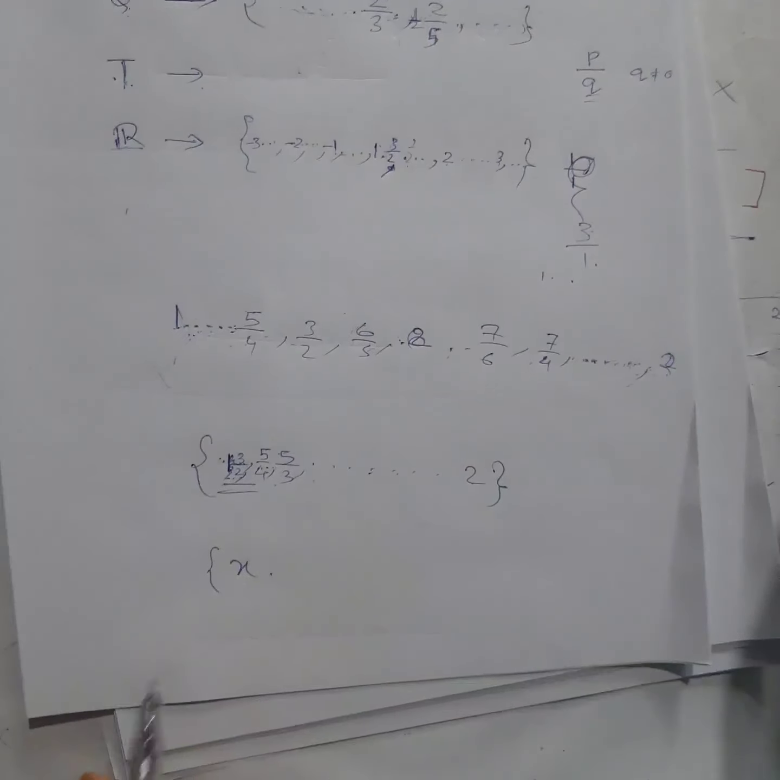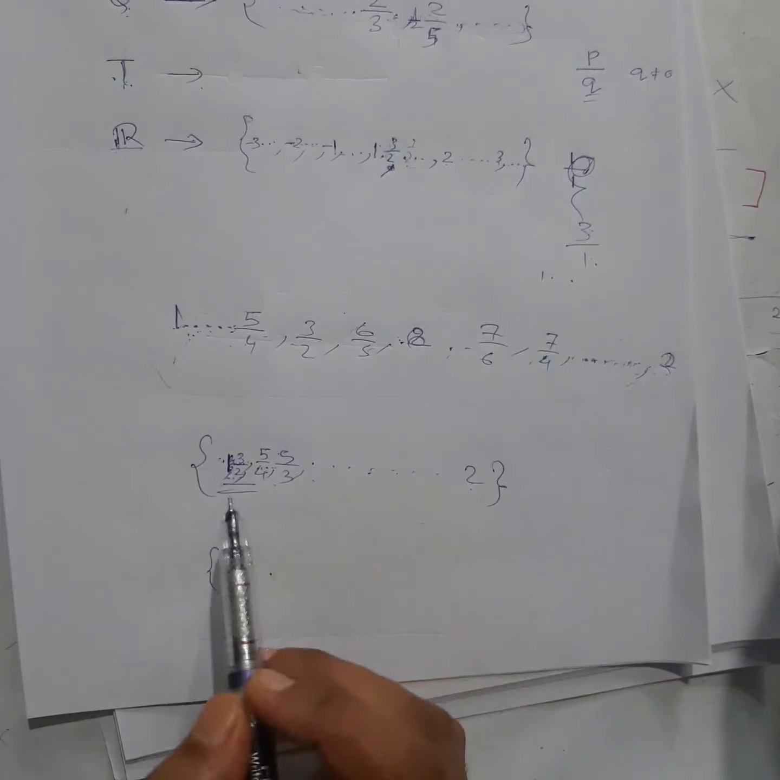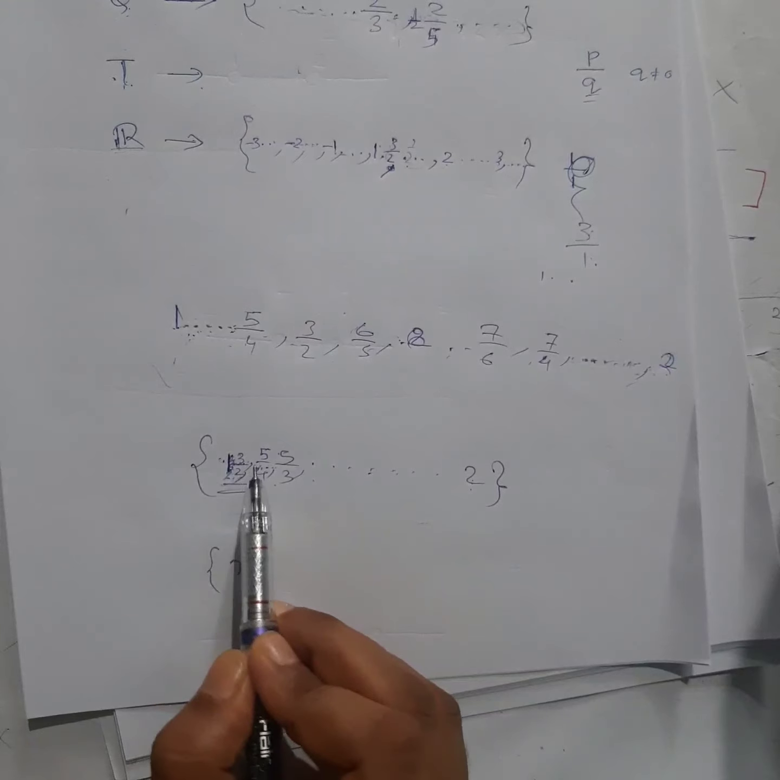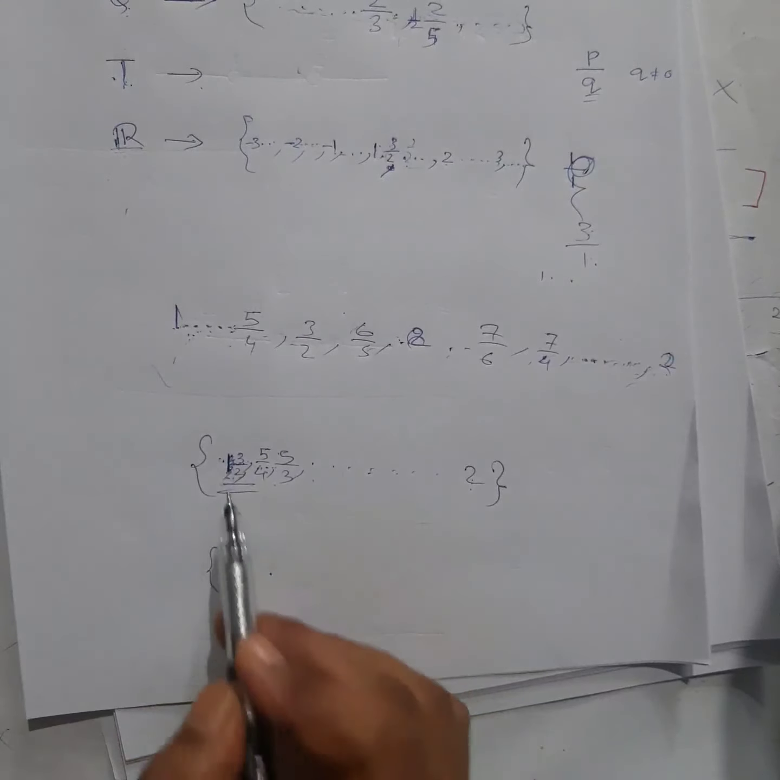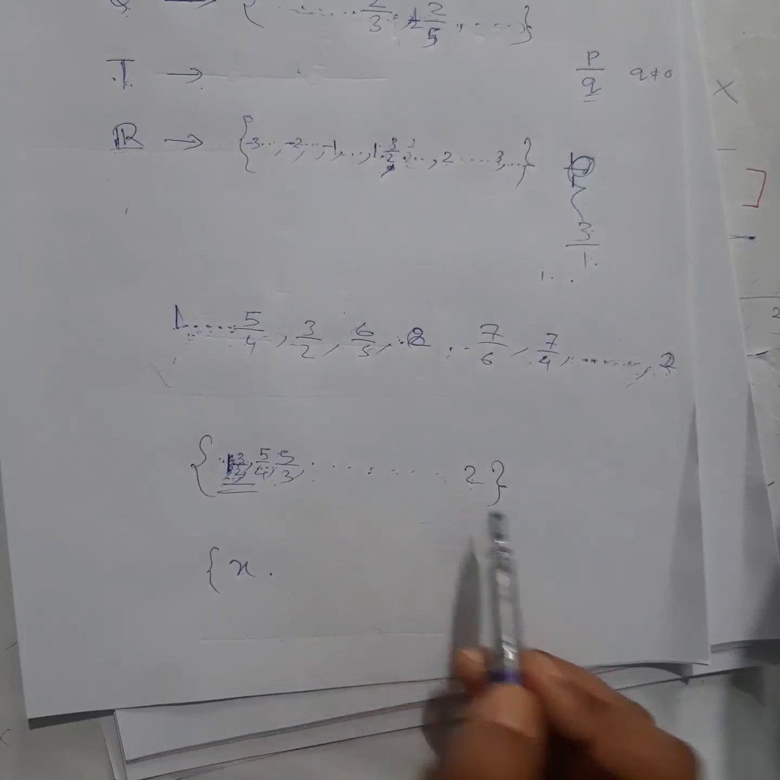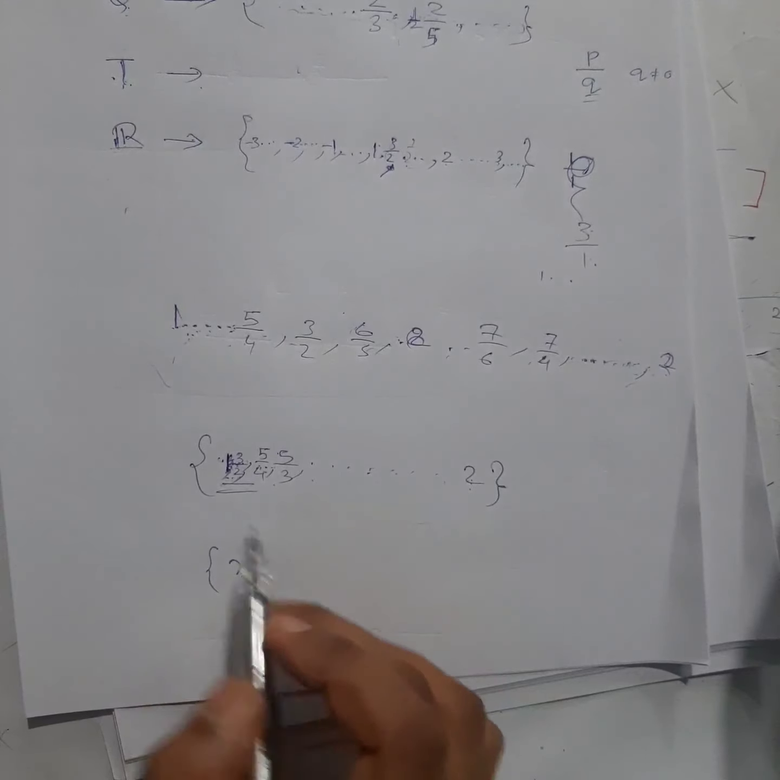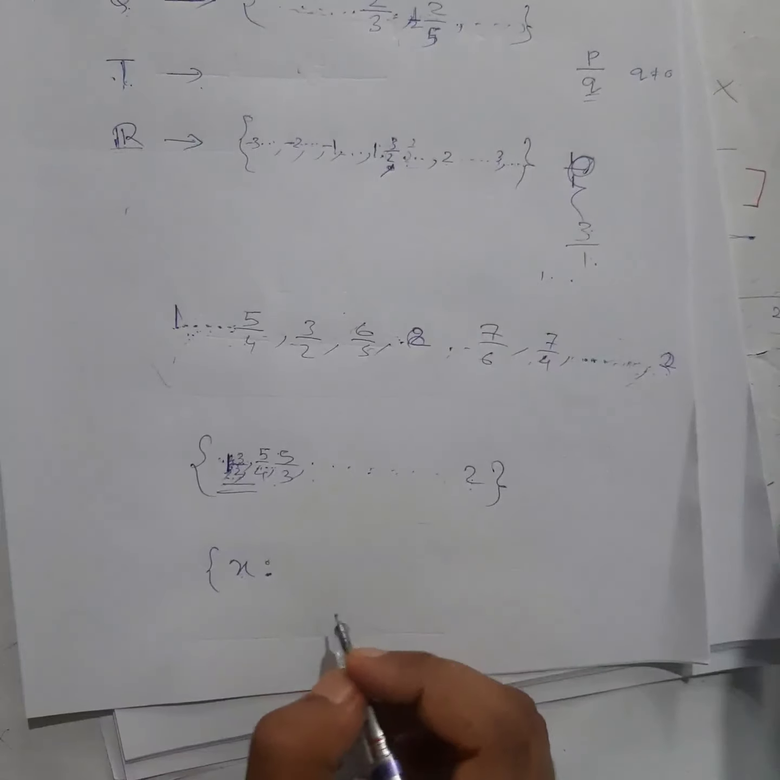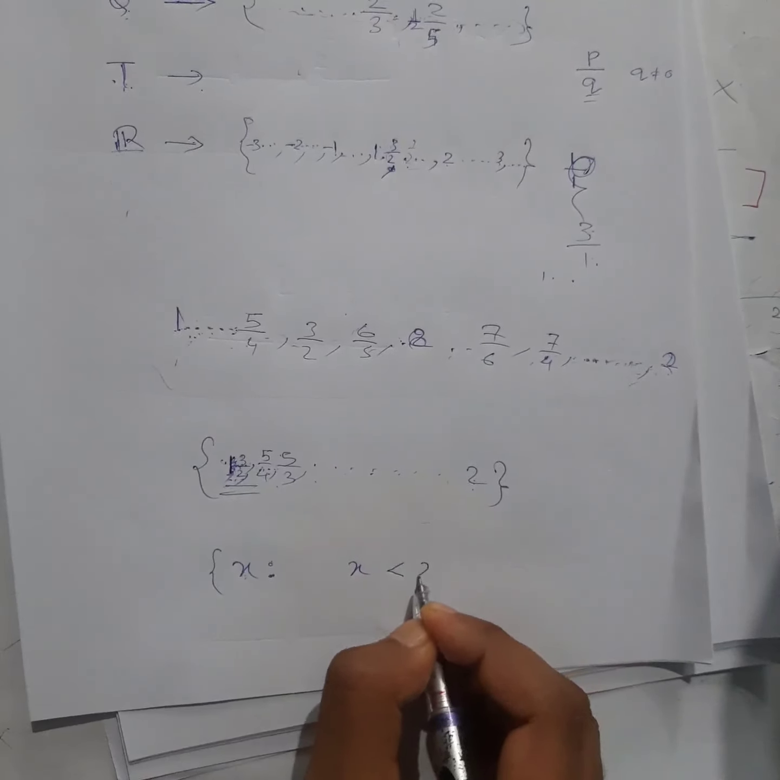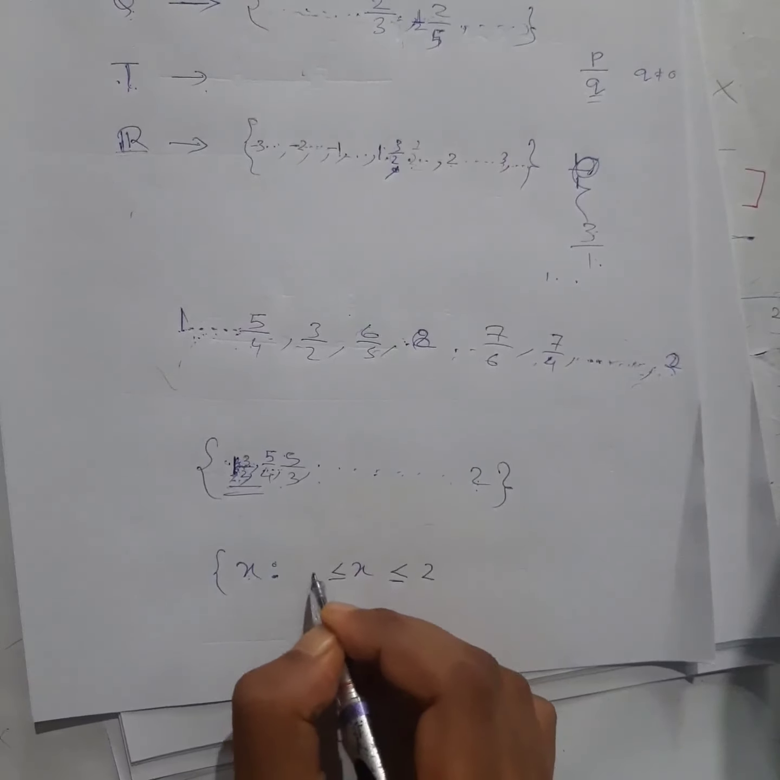Can I write x? Now what is x? x is a number from 1 to 2. See how I'm saying from 1 to 2. I'm not saying 1, then this. I'm not saying that, because it's not possible to say what will be the next number just after 1 or before 2. So how will I write? Let the set be x. Now what is x? x is a number between 1 and 2. So can I write x is a number less than or equal to 2 and greater than or equal to 1.